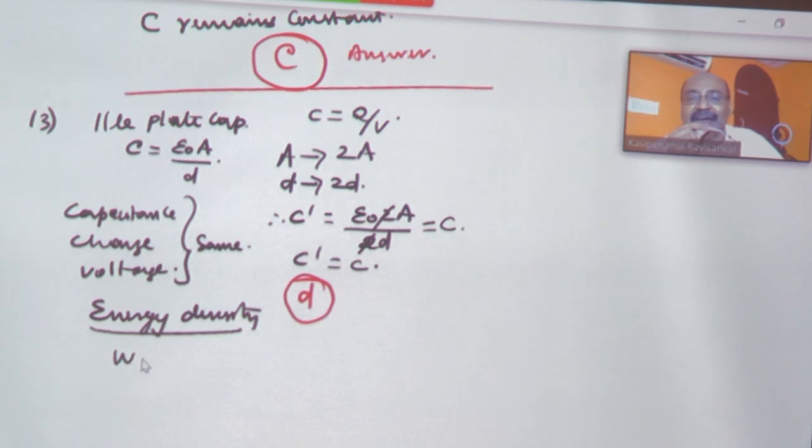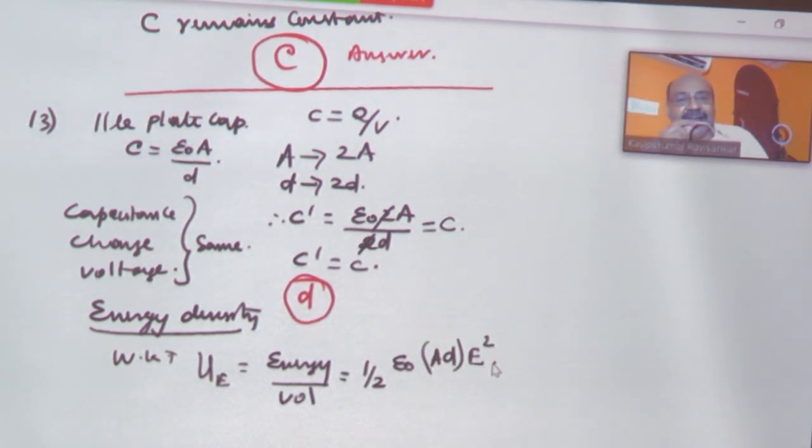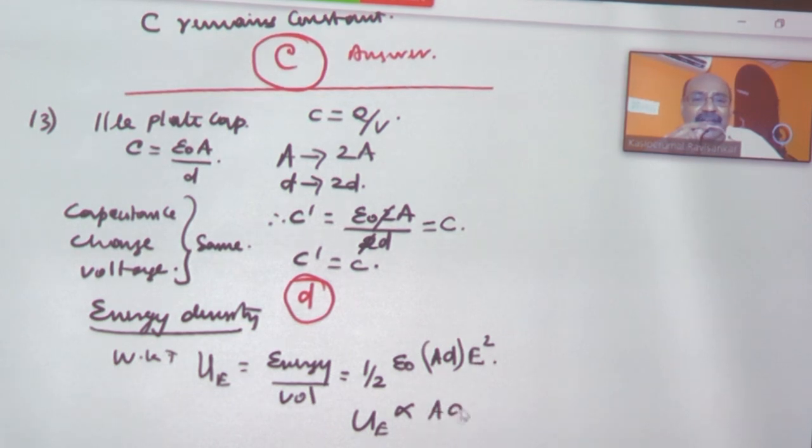We know that energy density, epsilon E, is energy per unit volume, equal to half into epsilon 0 into E square. This is the formula that we have derived for energy density. From this we can say energy density is directly proportional to area and distance. When area and distance are changed, energy density will also change; if both are doubled, energy density will be 4 times.